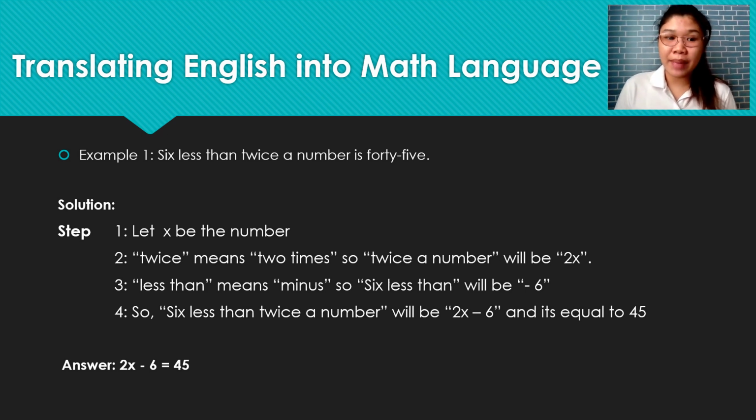So it is a must to have proper representation and to read the problem one by one, and then check the answer. 2x minus 6 is equal to 45. So 6 less than twice a number, which is 2x, and then 6 less is minus 6, is 45. So that is 2x minus 6 must be equal to 45.